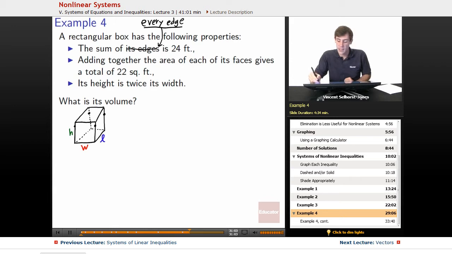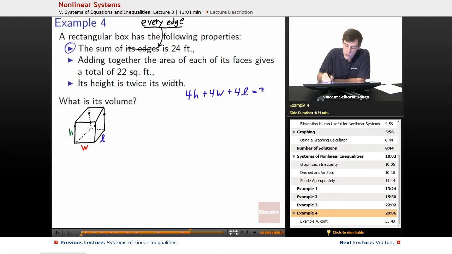All right, so if that's the case, the first idea comes out to be 4h plus 4w plus 4l equals 24 feet. Height, width, and length all combined come out to a total of 24 feet because it's the sum of every one of the edges, and height will show up 4 times. Width will show up 4 times on the box. Length will show up 4 times on the box.